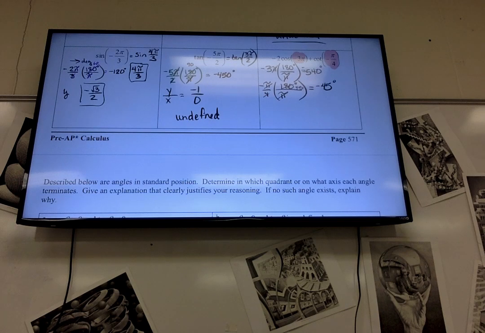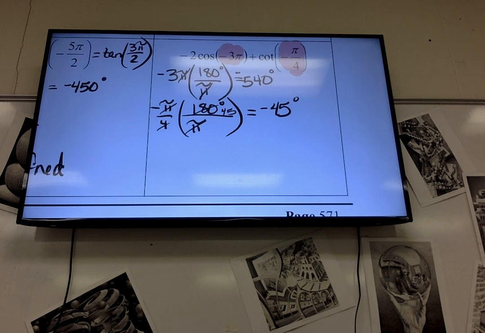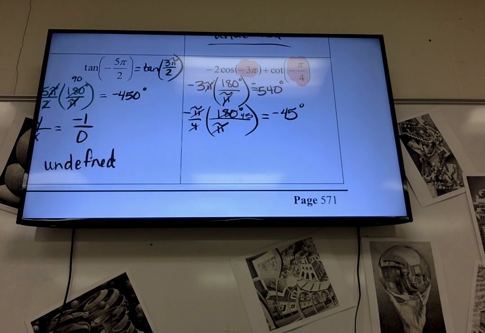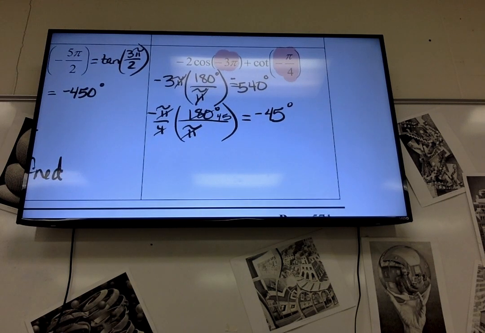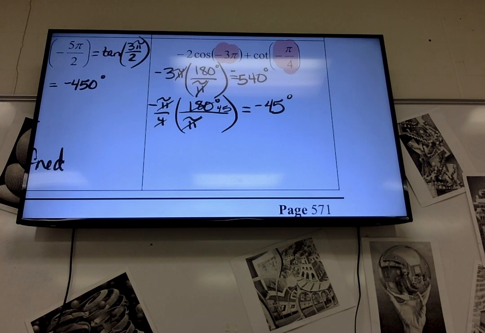So we took negative 3 pi and we multiplied it times 180 over pi because that's how you go from radians to degrees. And when you multiply that, the pi's cancel because there's one on top, one on bottom. And we multiplied negative 3 times 180 and we got negative 540. So then to figure out what angle on the unit circle that corresponds to, we can go back to page 569 and see which angle it applies to.